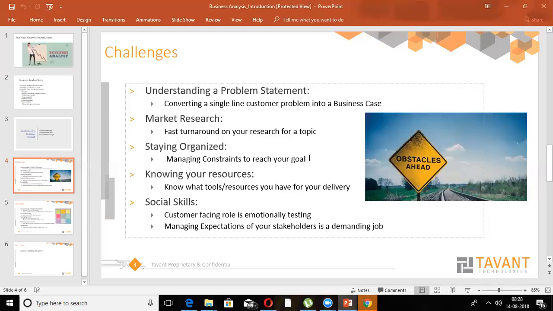Staying organized, managing constraints to reach a goal. This is something generic I was actually feeding to some of the newcomers. Staying organized here means, let's say you have 2 days. How do I figure out this requirements management plan?